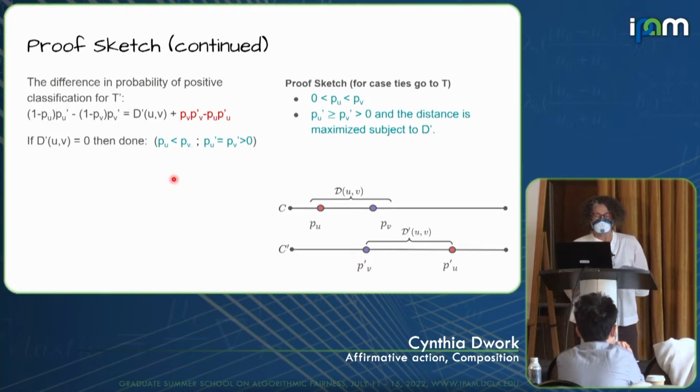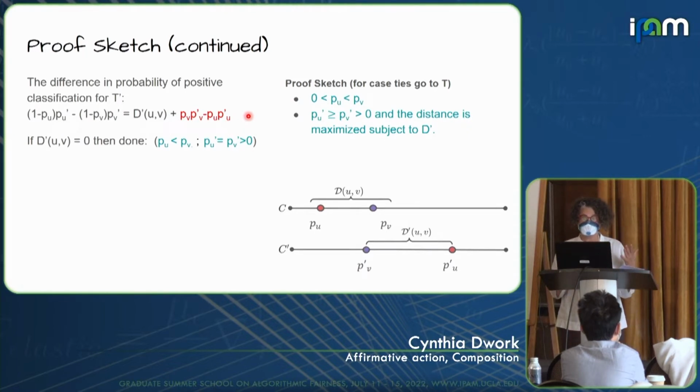Good. So because D prime between U and V is 0, then it has to be that PU prime is equal to PV prime. So coming back up here, PU prime is equal to PV prime. So the red term is positive whenever PV minus PU is positive, and that is what we have by assumption.